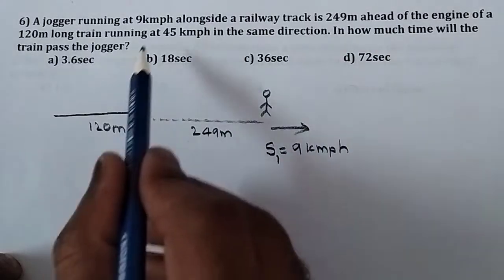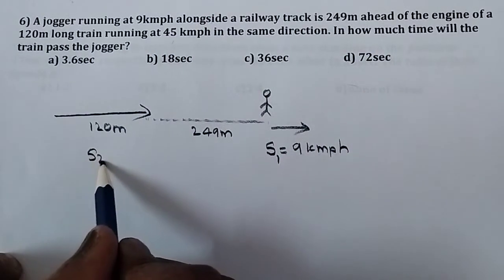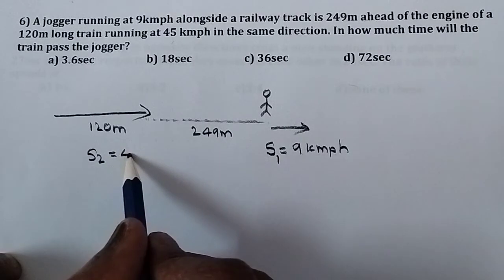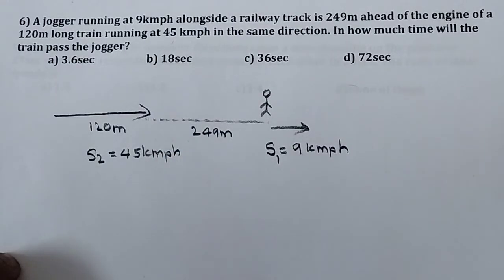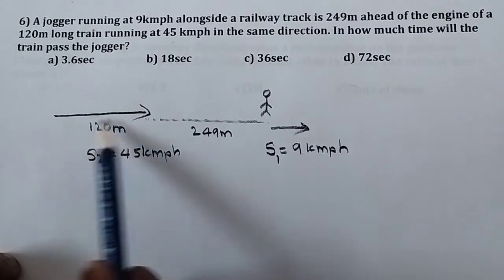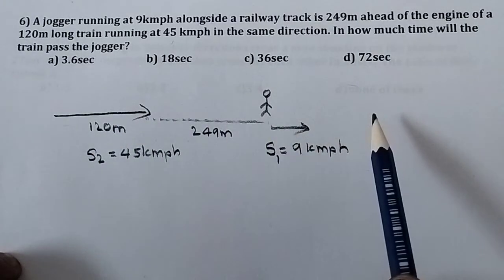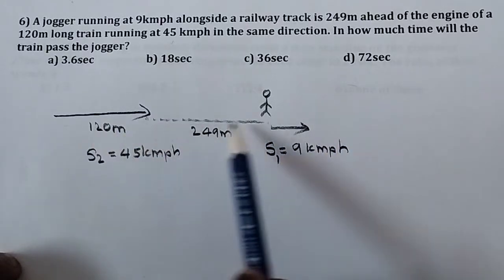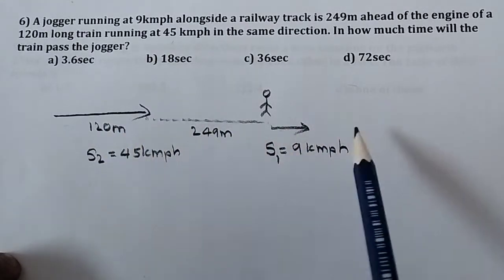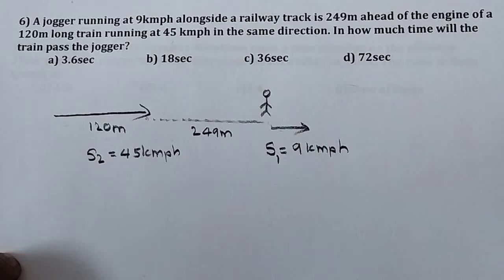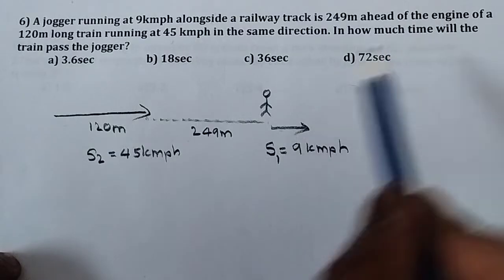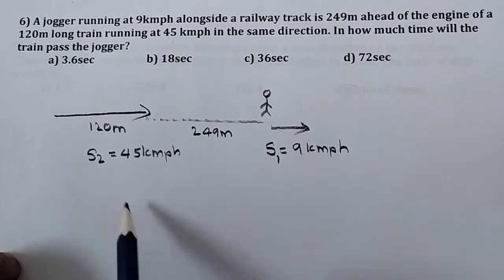This train is running with the speed of S2, that is 45 kilometers per hour. And one more piece of information given: both the train and that person are running in the same direction, so both are moving in the same direction with different speeds, that is 45 and 9. Now what exactly is the question asking: in how much time will the train pass the jogger? What is the time required for this entire train to pass the jogger?